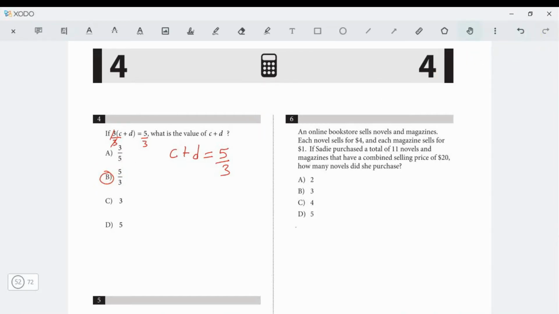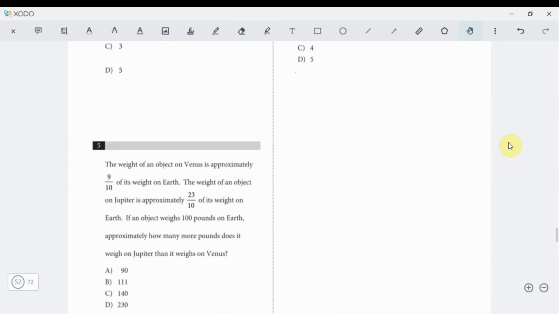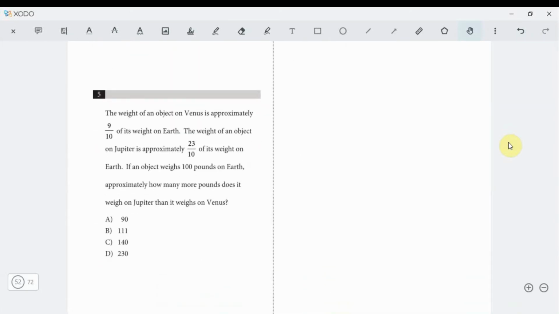Alright? Alright, so let's have a look at question 5 here.